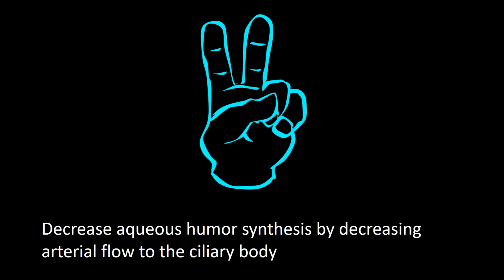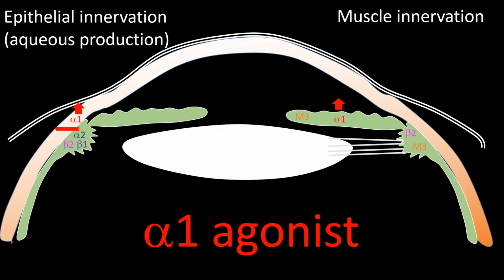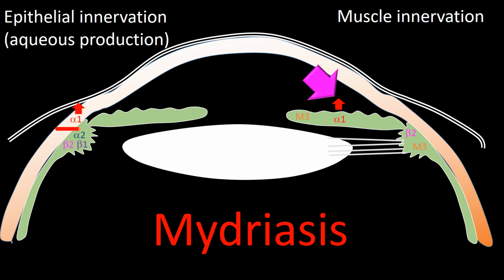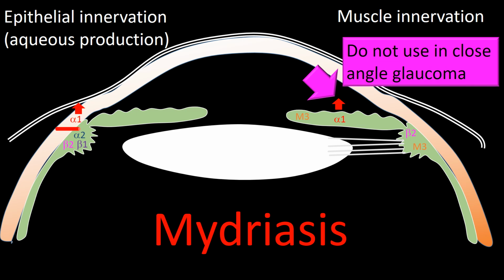The second mechanism is decreasing aqueous humor synthesis by decreasing arterial flow to the ciliary body. This is the case of alpha-1 agonists. It is important to remember that since the radial muscle of the iris has alpha-1 receptors, alpha-1 agonists also produce mydriasis. Hence, alpha-1 agonists are contraindicated in the treatment of closed-angle glaucoma.